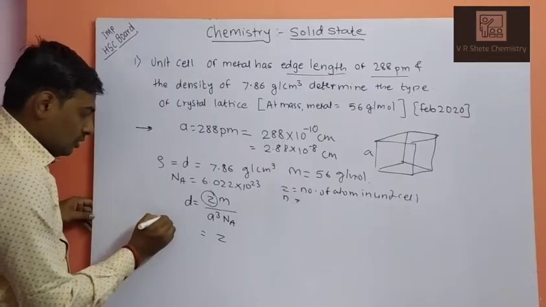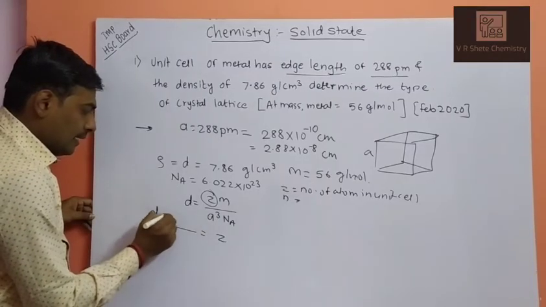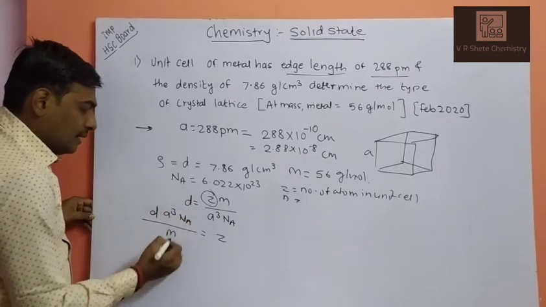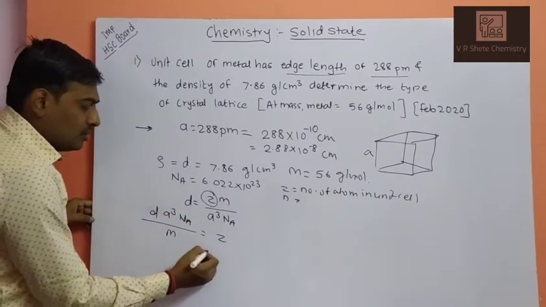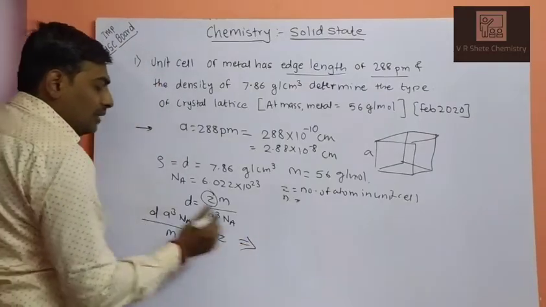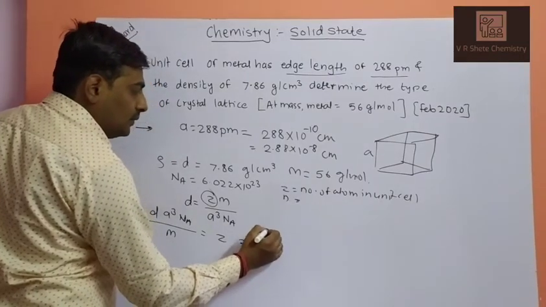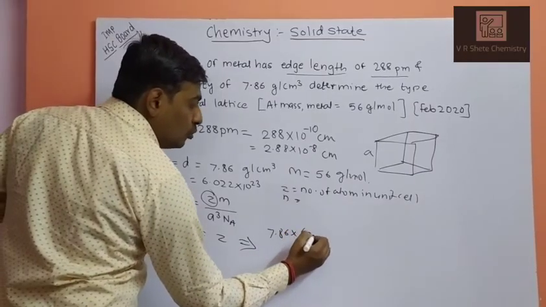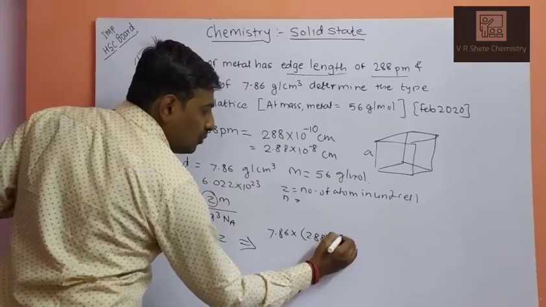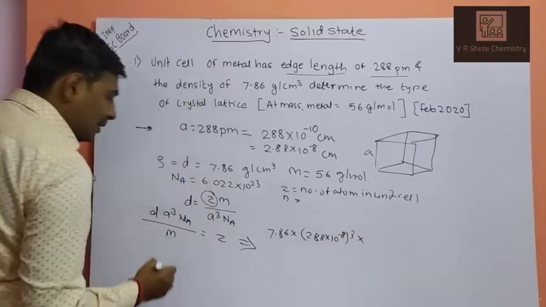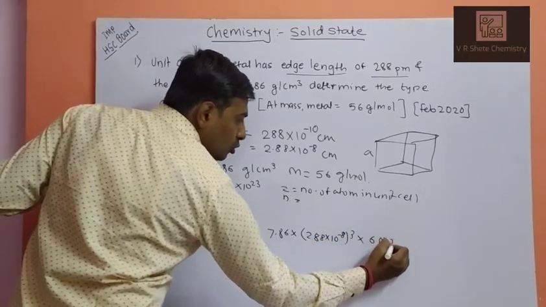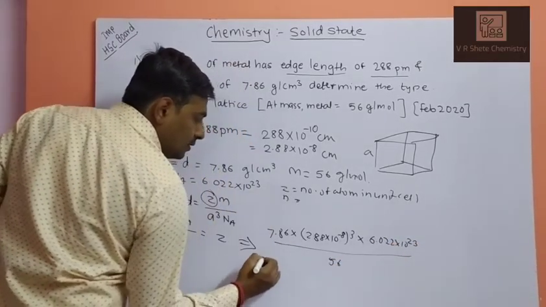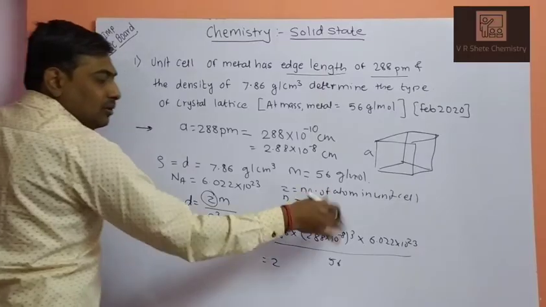So Z equals d a cube N A divided by capital M. Substitute the value. D is equal to 7.86, multiplied by a cube, which is 2.88 into 10 raised to minus 8, cubed, multiplied by 6.022 into 10 raised to 23, divided by 56. By the calculation you will get 2 as the answer.